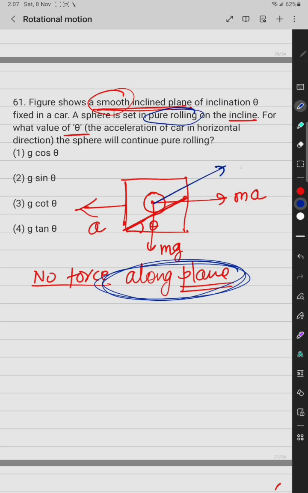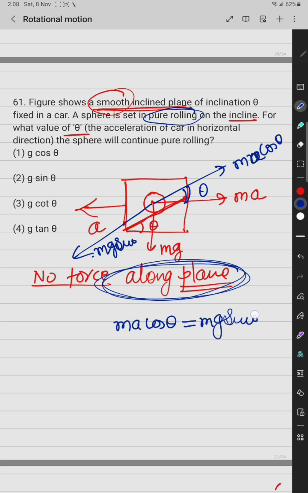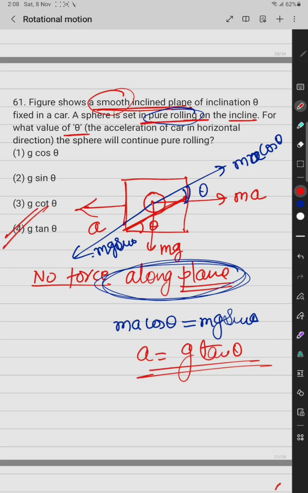So what is the component along the plane? That is ma. This angle is theta, so it is ma cos theta. The component of the weight is mg sin theta. If both balance each other, then the net force along the plane will be 0. So we can say ma cos theta is equal to mg sin theta. Then the acceleration is equal to g tan theta. If the acceleration is g tan theta, that means it pure rolls without slipping. So g tan theta is the correct option. So the fourth one is correct.